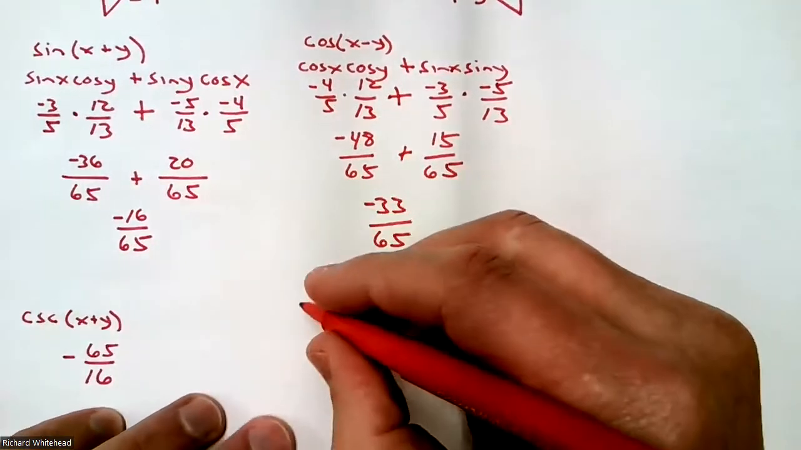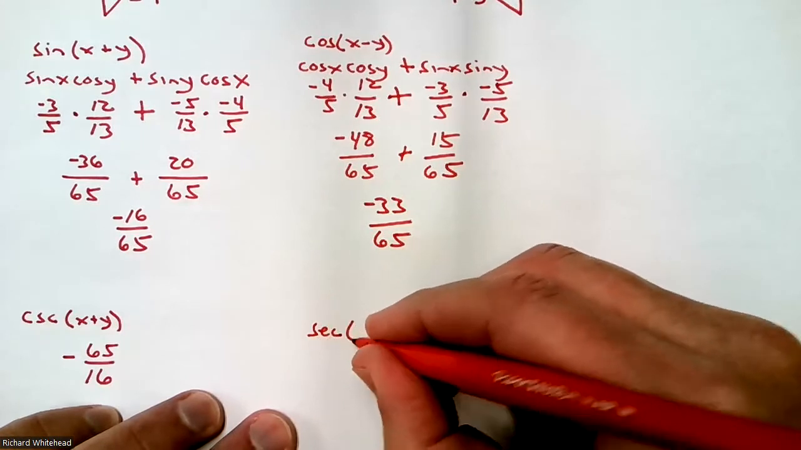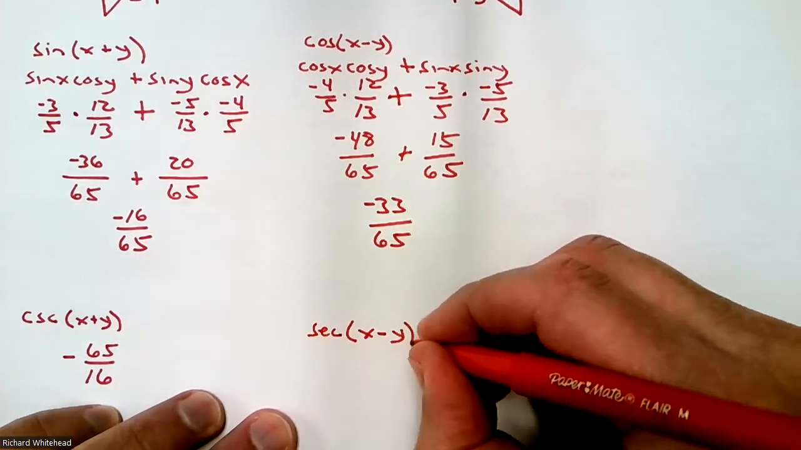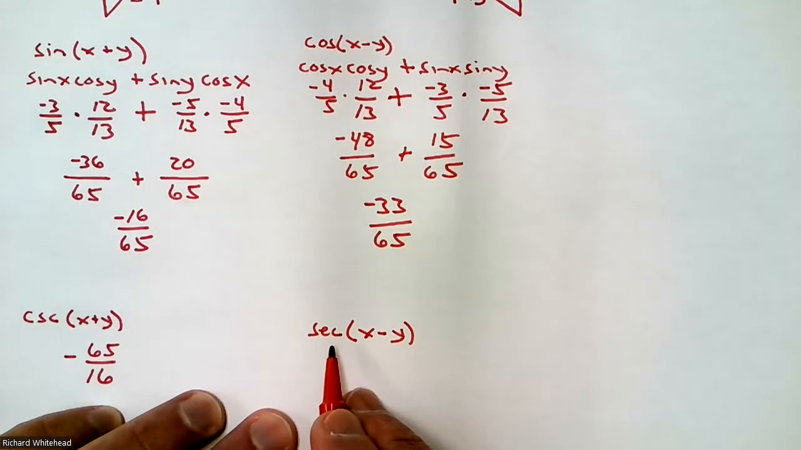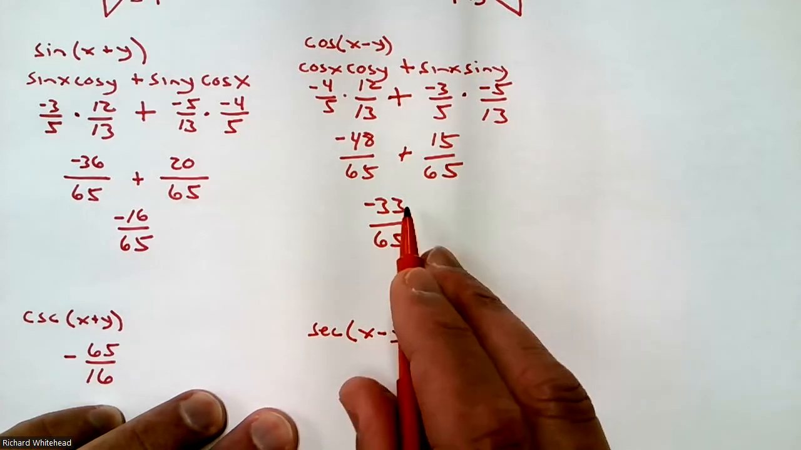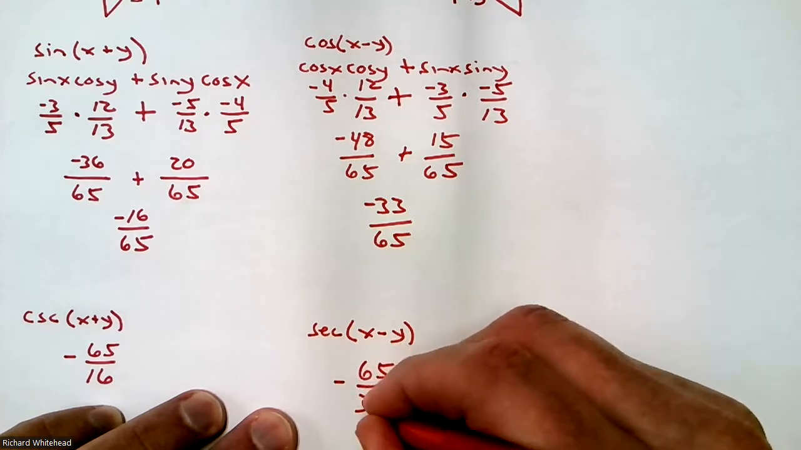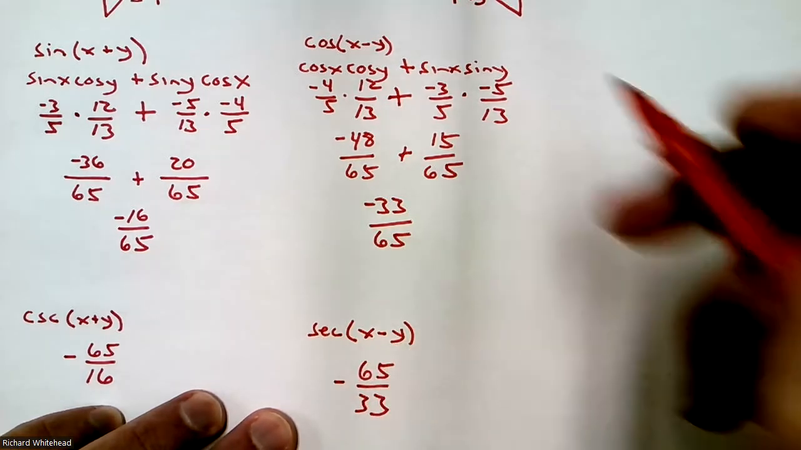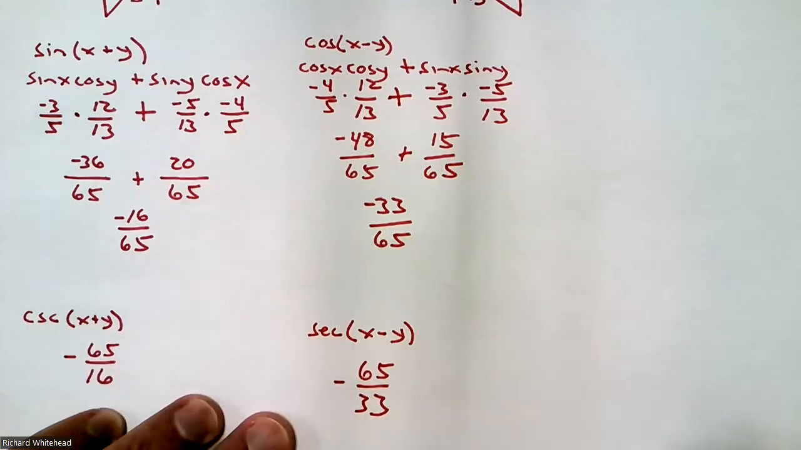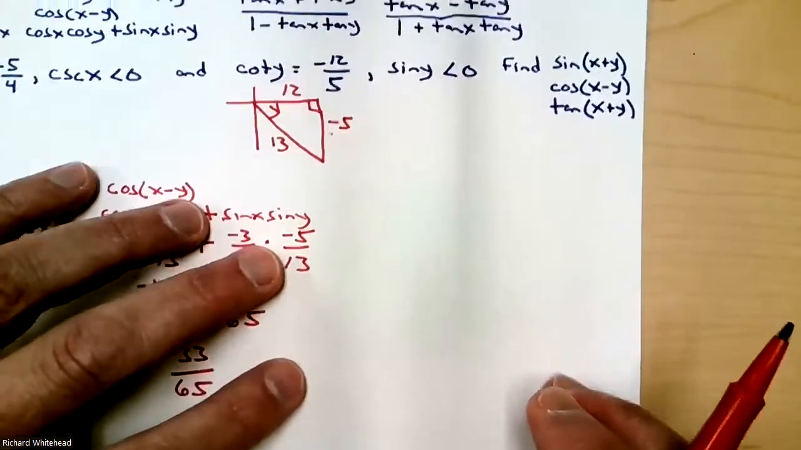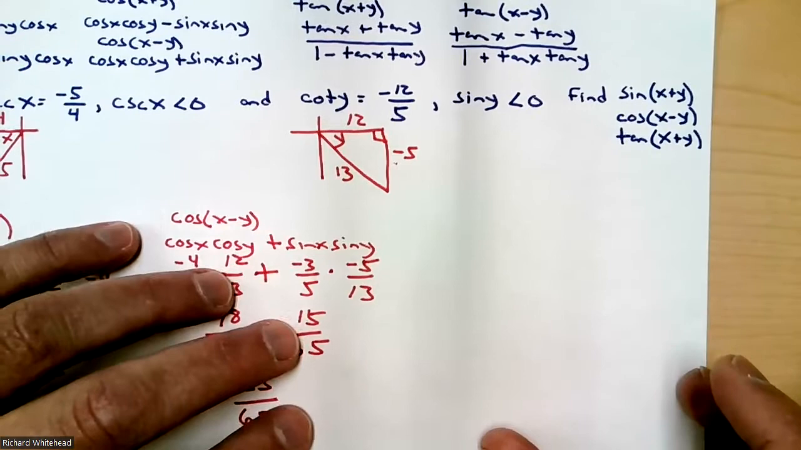And once again, if somebody had said, well, we want to know the secant of x minus y, we just say, well, that's just the reciprocal of cosine. So we just do the cosine and flip it over. Doesn't have to be anything fancy. We don't need a formula for secant or cosecant. Now the tangent, unfortunately, is a little bit more annoying.